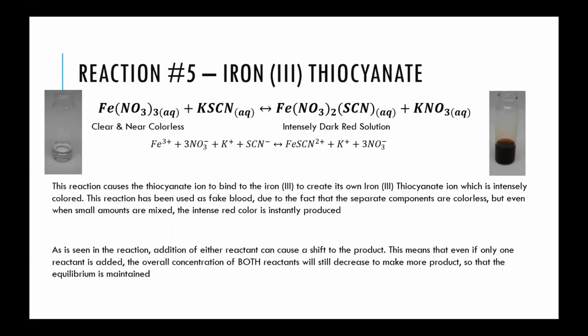The fifth reaction also involves the use of iron 3 nitrate, but it reacts with potassium thiocyanate. The final complex of iron thiocyanate forms an intensely dark red solution. In fact, the solution is so intensely colored that it needs to be diluted so that way you can see anything that's going on. The reaction itself has also been used as fake blood in movies or theatrics due to the very low concentrations needed to produce an intense red color.